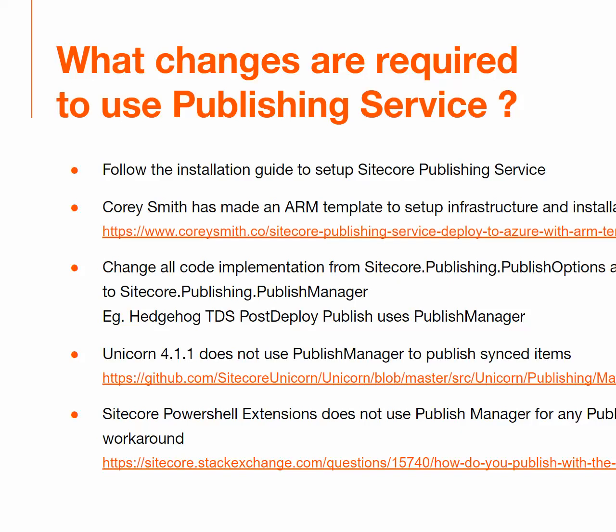An example of a usage of publishing manager is Hedgehog TDS post-deploy action. It uses that. I had a look at Unicorn, the latest version. It does not use the publishing manager to publish the same items. I'm not saying that it doesn't work, because it works. It's just that you will not see the Unicorn publish in your publishing service dashboard. It just won't come up. Which means publishing will be slower than using publishing service.